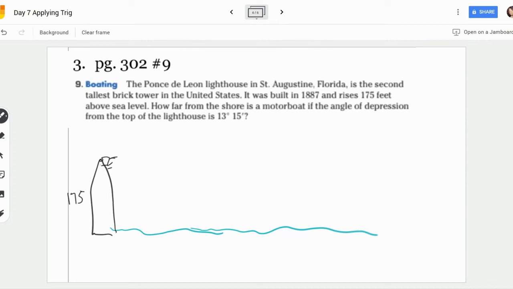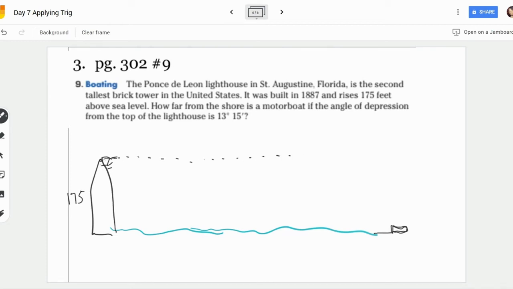How far from the shore is a motorboat? So here's the shore. The lighthouse is on land, and then there's a motorboat somewhere out at sea. This is not drawn to scale, but there's a motorboat. He's speeding. If the angle of depression from the top of the lighthouse is 13 degrees and 15 minutes. So when an angle of depression is from the top of the lighthouse, here's the top of the lighthouse.